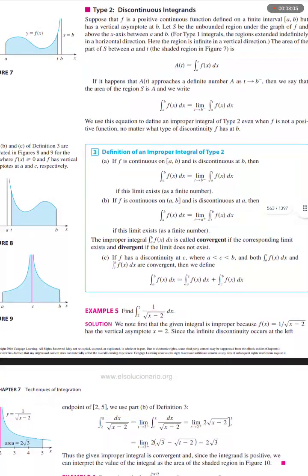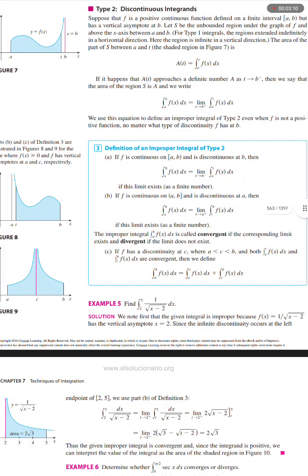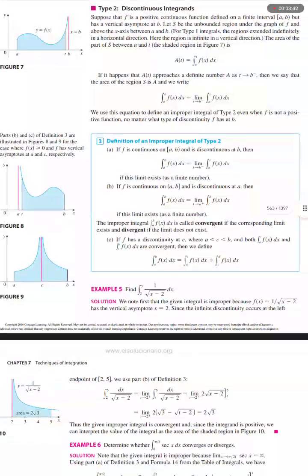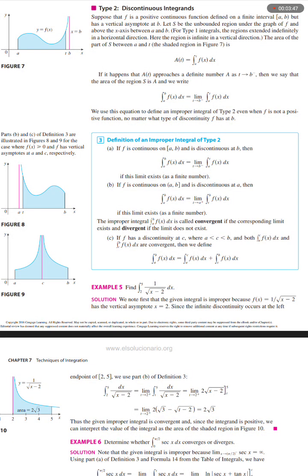Type 2 discontinuous integrands. Suppose that f is a positive continuous function defined on a finite interval [a, b), but has a vertical asymptote at b. Let big S be the unbounded region under the graph of f and above the x-axis between a and b. For type 1 integrals, the region extends indefinitely in a horizontal direction. Here the region is infinite in a vertical direction.